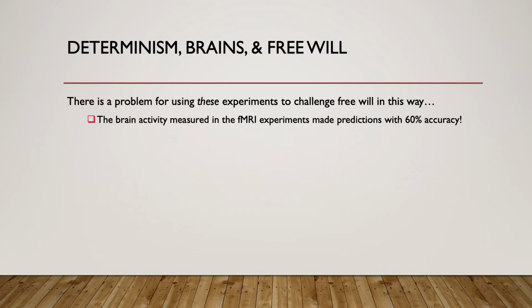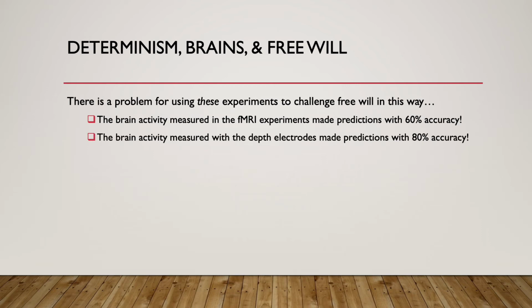It's that the brain activity measured in the fMRI experiments did make predictions that were slightly better than chance, but it was only 60% accuracy. I can get 50% accuracy predicting which button you'll push just by flipping a coin and saying, well, heads, I'm going to say they do left, tails, they do right. My prediction will be right 50% of the time, so I lose a little bit of accuracy, but I could make that prediction a minute in advance or an hour in advance. But that's not very impressive.